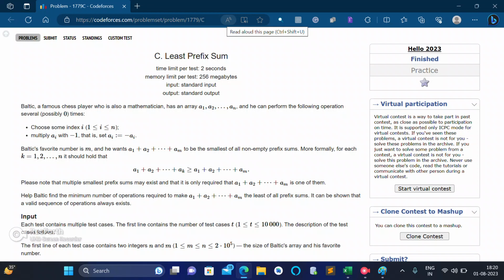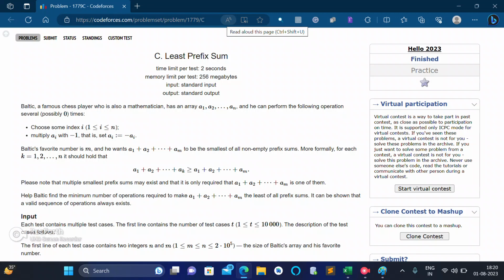What we can do is choose any index I and change its sign. Suppose at the fifth index the value is 3, so we can make 3 into minus 3, or suppose at the ninth index the value is 5, so we can make 5 into minus 5, or minus 5 into 5. By doing these operations, we are also given a number m, and we have to minimize the sum from a1 till am.